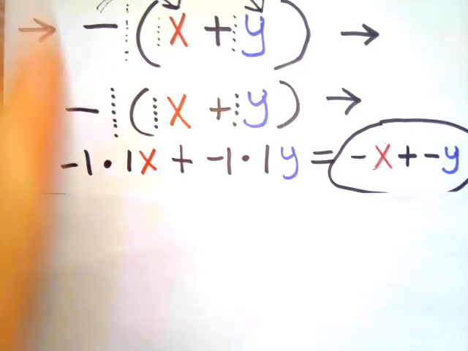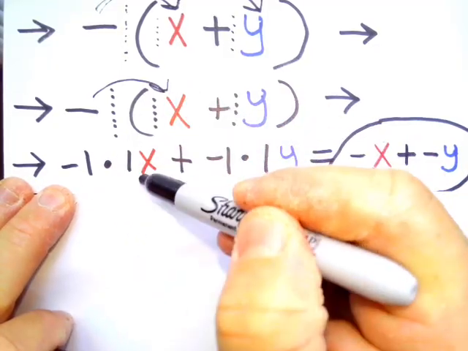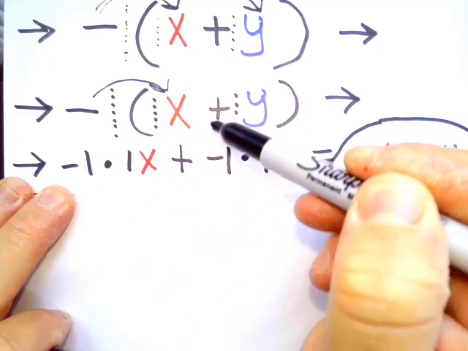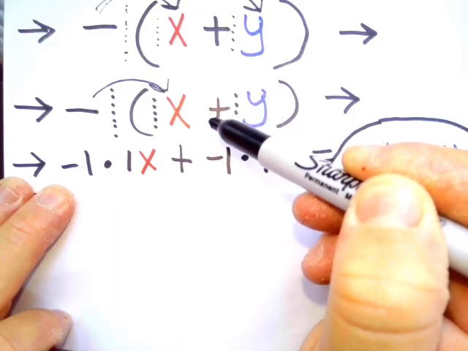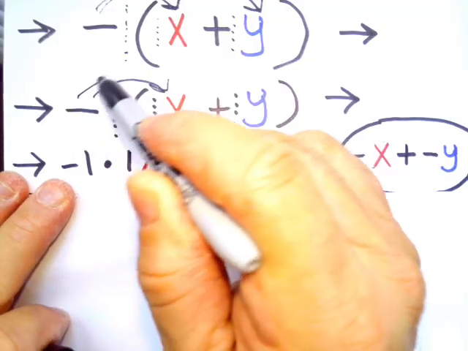So what does this mean? This means negative 1 times 1x. I'm showing you that here, separated with a plus sign. You can separate any terms with a plus sign. It's not going to change anything. It's only going to clarify what you're doing.